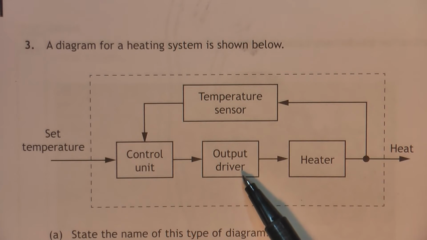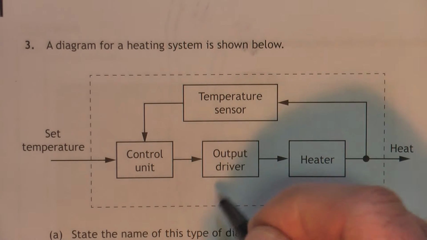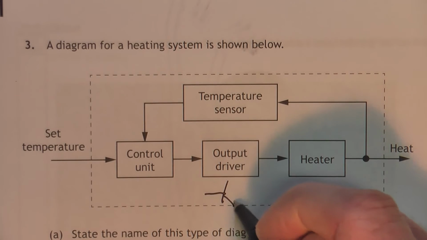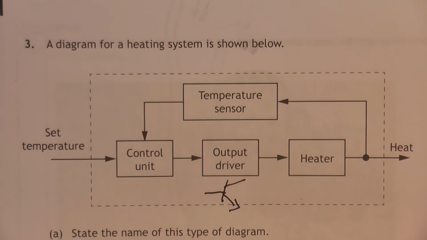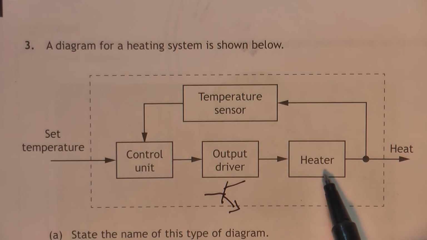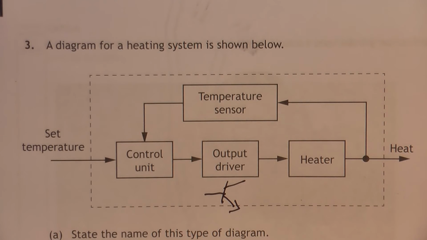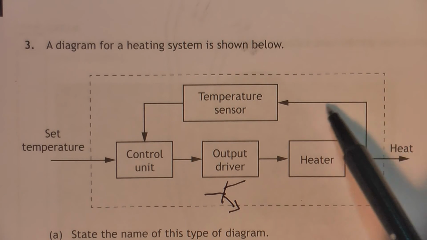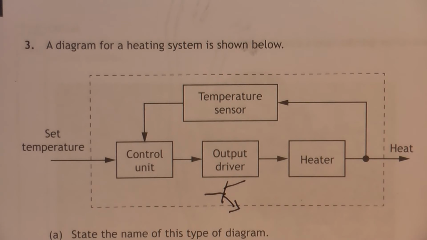The output driver acts as an amplifier. It could be a transistor or a transistor and a relay. So that's then able to drive the output. A relay could switch on a 240 volt heater quite simply. So then the output's monitored continuously so the temperature won't get higher than what you want. So the output driver acts as an amplifier to amplify the signal so it's big enough to drive the output.